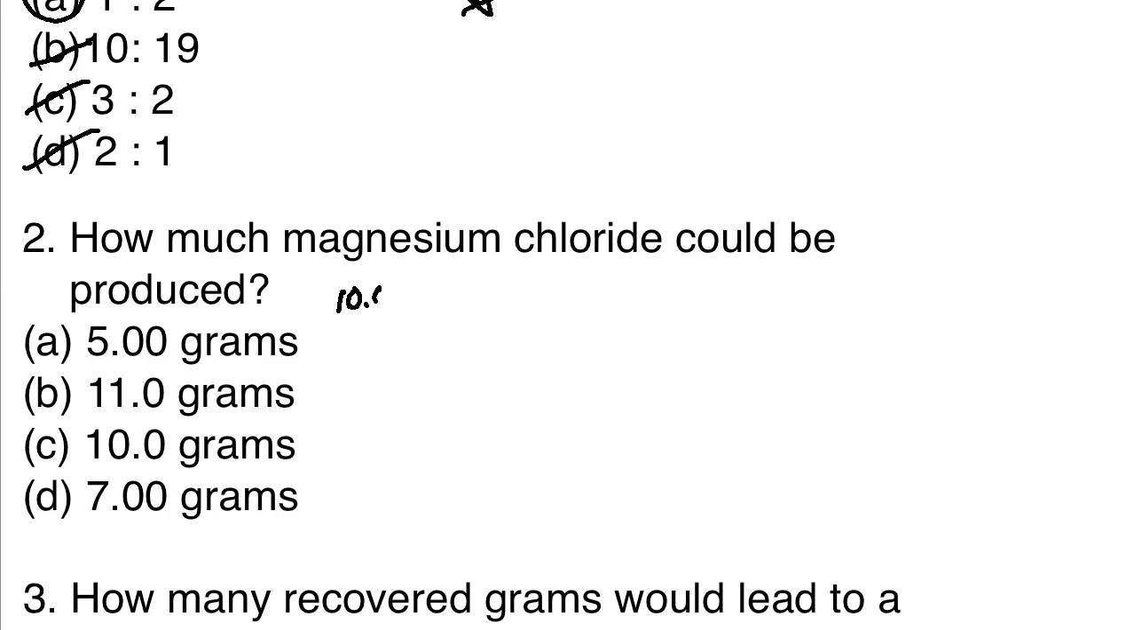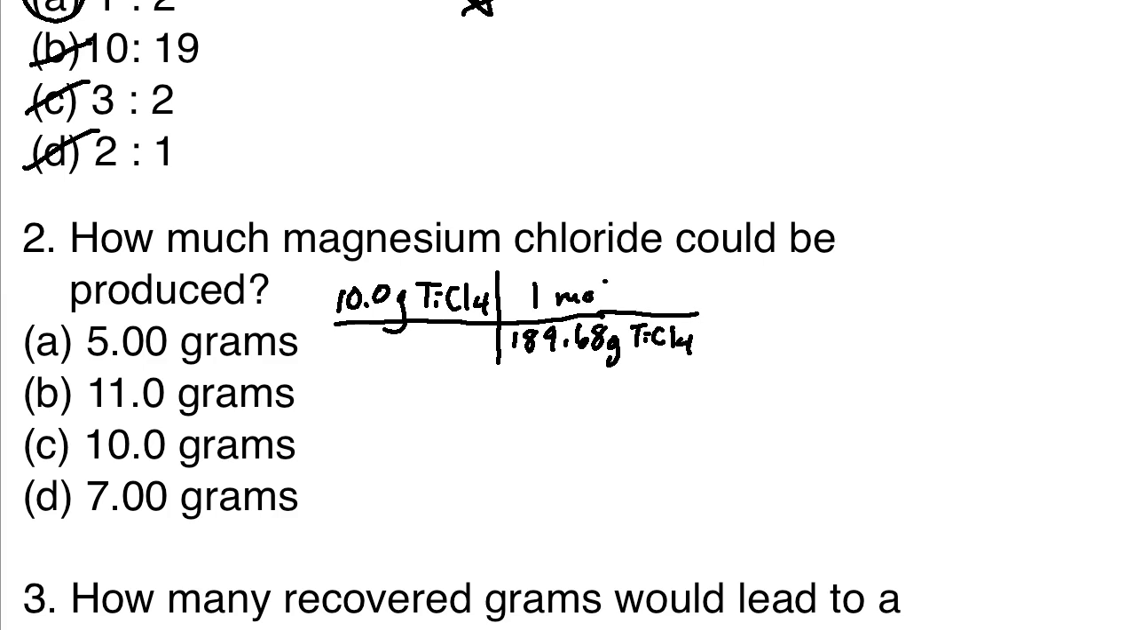I know that I have 10 grams of the titanium chloride. Now, this one would be the most time-consuming problem because I would need the molar masses, and there's going to be quite a number of calculations involved. So titanium chloride, if you pull it off of the periodic table, would be 189.68, and that is grams of TiCl4 for every 1 mole of titanium chloride.